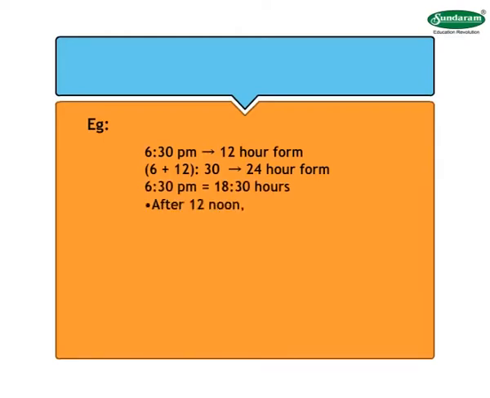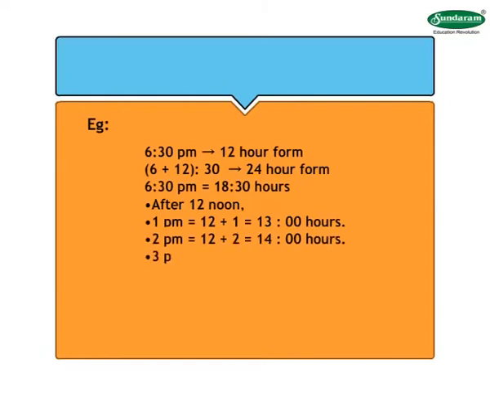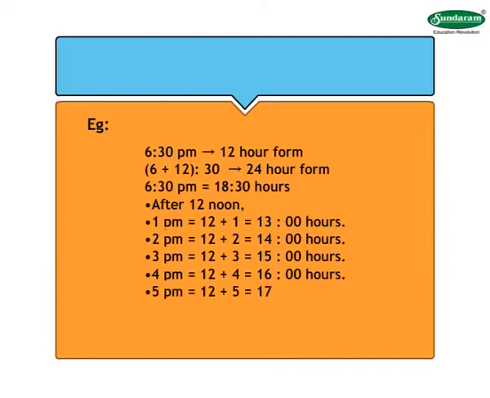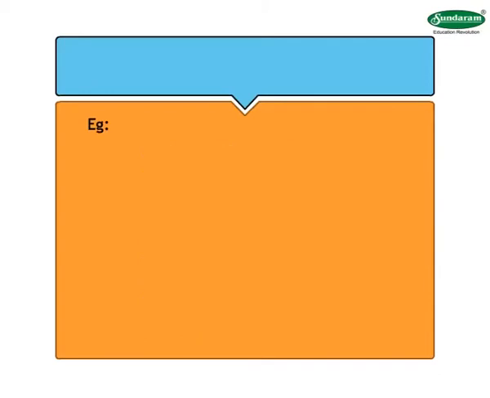Thus, after 12 noon, let us count the hours. 1 p.m. is equal to 12 plus 1 is equal to 13 hours. 2 p.m. is equal to 12 plus 2 is equal to 14 hours. 3 p.m. is equal to 12 plus 3 is equal to 15 hours. 4 p.m. is equal to 12 plus 4 is equal to 16 hours. 5 p.m. is equal to 12 plus 5 is equal to 17 hours. 6 p.m. is equal to 12 plus 6 is equal to 18 hours, and so on.